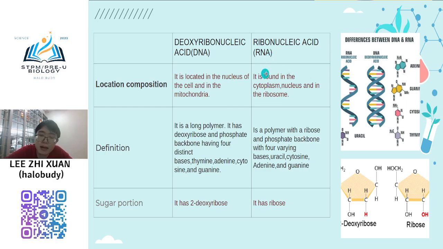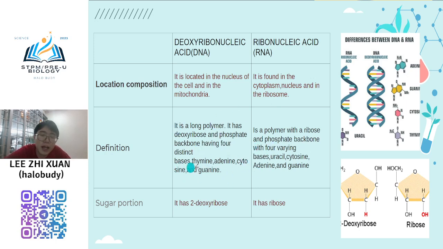And RNA can be found anywhere: cytoplasm, nucleus, ribosome. In the cytoplasm, mRNA, rRNA, and tRNA, all three of them can be found. In the nucleus, it is normally only mRNA, because that is where they synthesize it. In the ribosome, it is rRNA. And the definition, I don't think I need to talk about that.